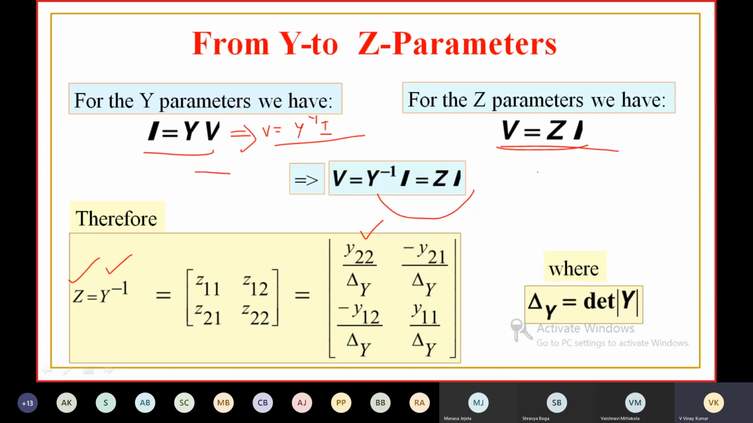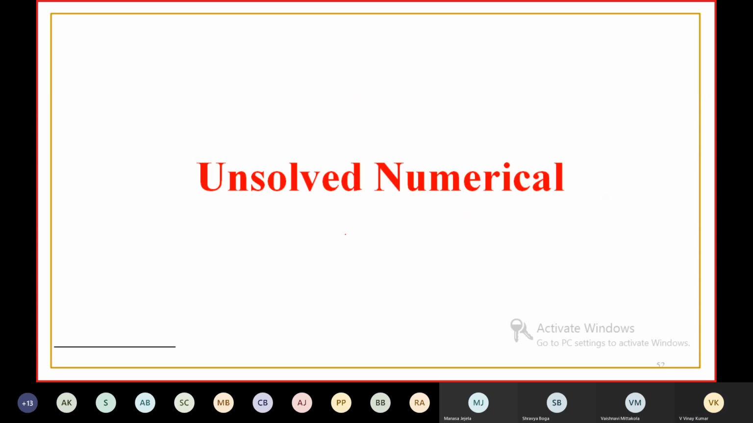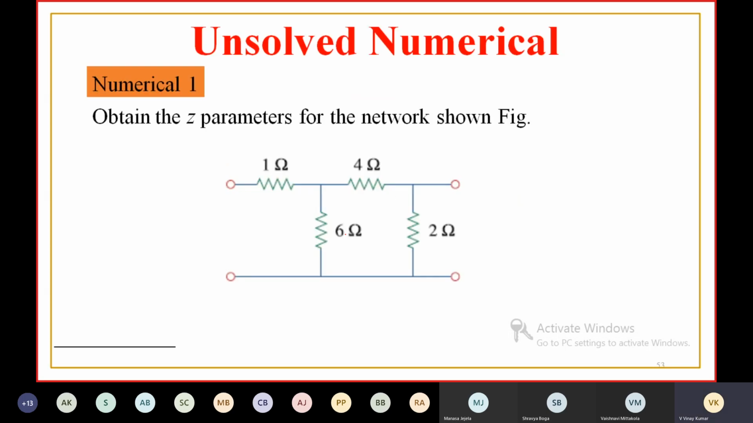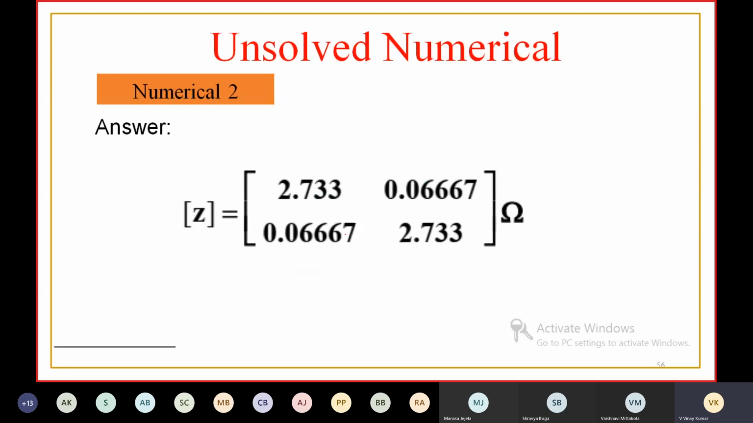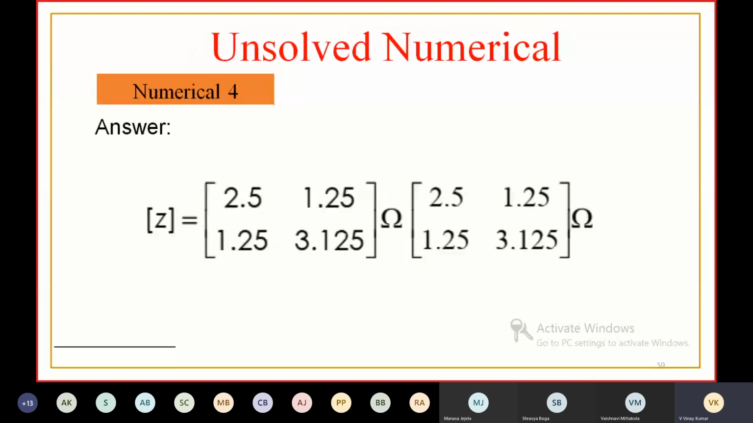You know Y parameters, right? What are Y parameters? Y11, Y12, Y21, Y22. Getting the inverse of this, you are going to get like this, and then it is equal to the Z parameters. So we have solved the problems, and we can solve all these problems.